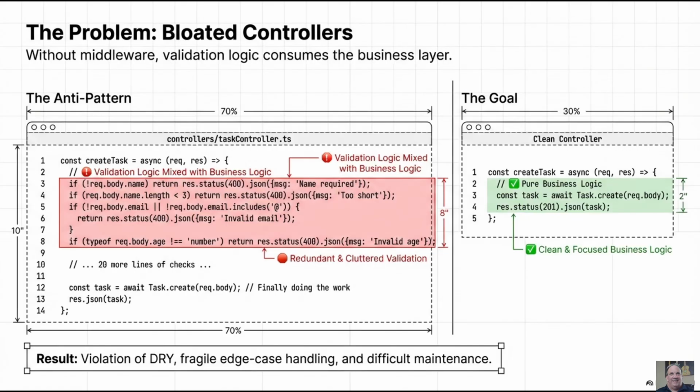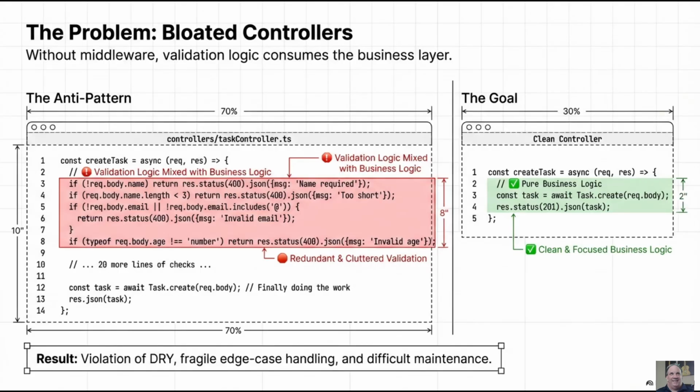Before we look at the solution, let's understand the problem. So if you look at the left side here, this is what's called an anti-pattern. You've got your controller functions, and right at the top, before you ever get to the actual code, you've got line after line of if statements. Is the name there? Is it long enough? Is the email valid? Right? All of these different things.